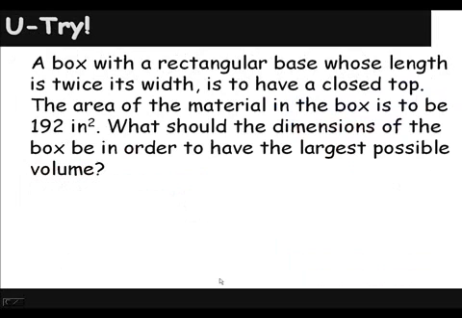Here's a U-try. We're given a box with a rectangular base whose length is twice its width. It's to have a closed top. The area of the material in the box is to be 192 square inches. What should the dimensions of the box be in order to have the largest possible volume?